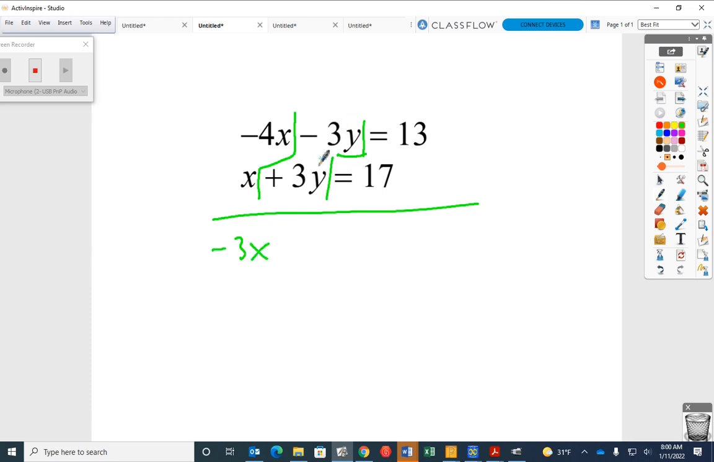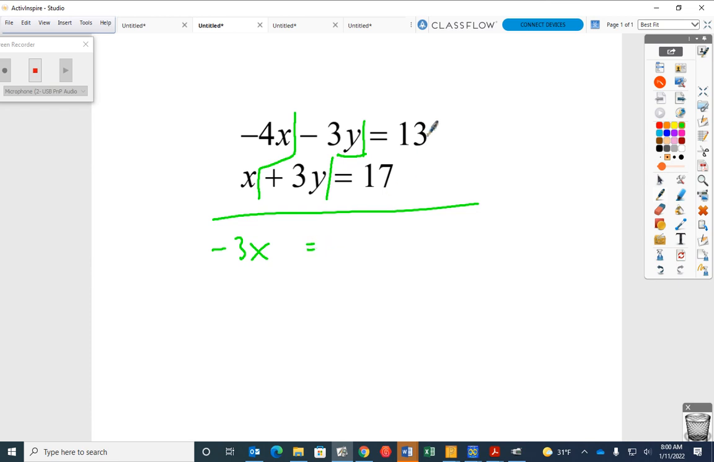Now what happens in this column? We have a negative 3y and a positive 3y. What happens to those? They cancel each other out. They're gone, and that's what we want. Because remember, what are we solving by? Elimination. So these cancel each other out, and that's what we want.